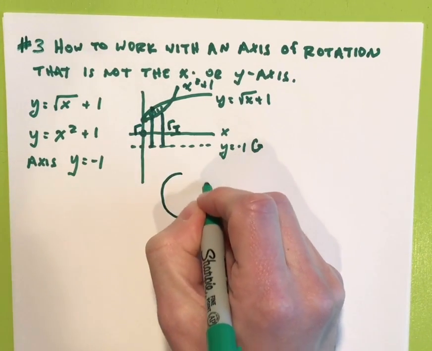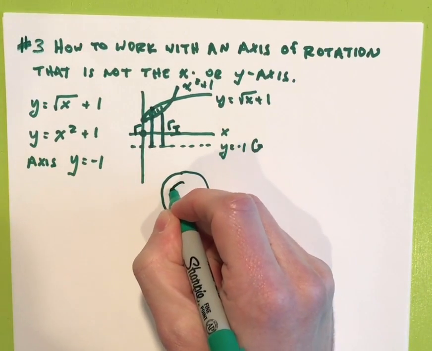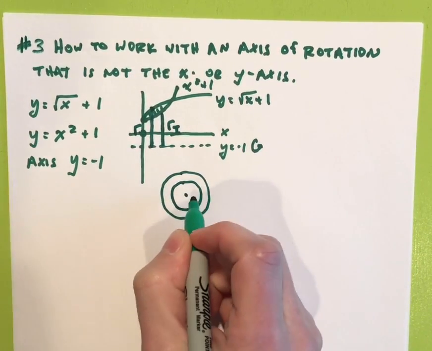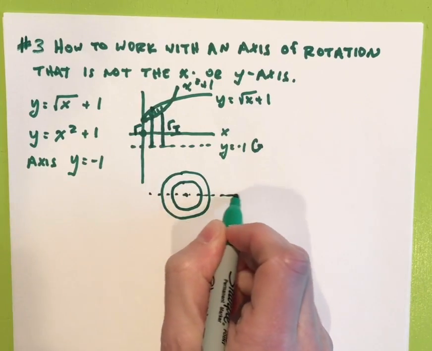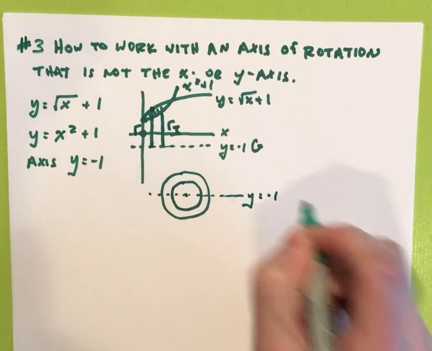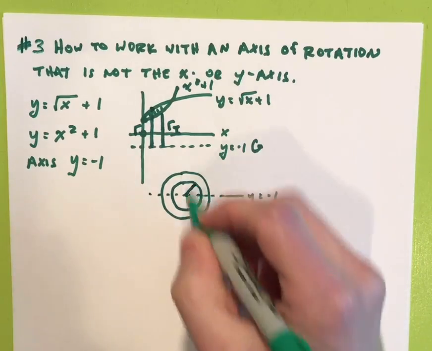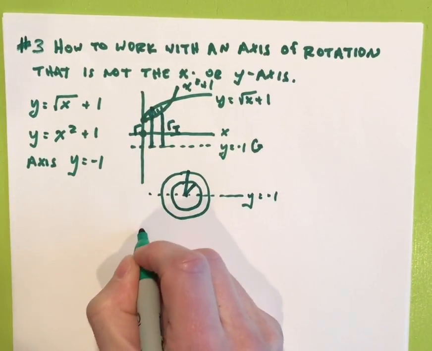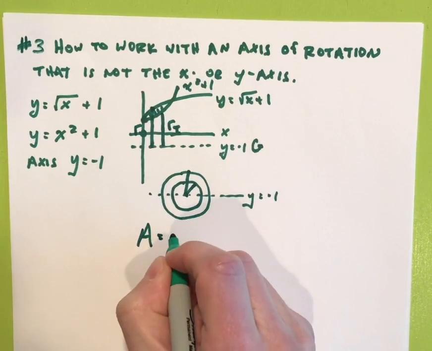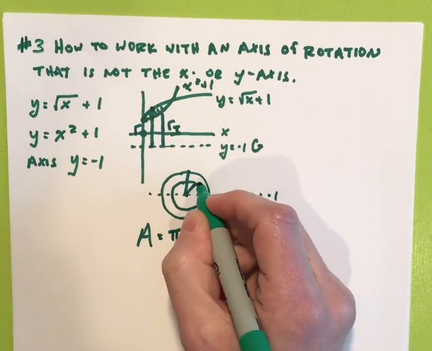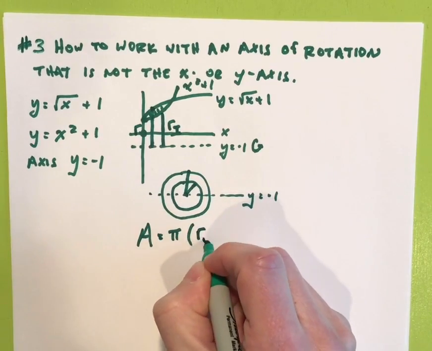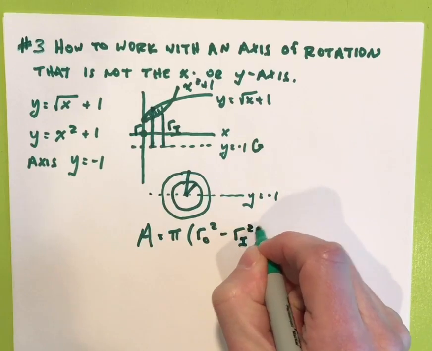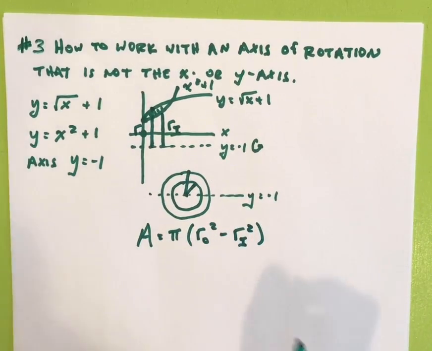Thinking about this, if we rotate this shape, there's going to be this empty space in the middle from our axis of rotation. This line going through here, our axis of rotation, is y equals negative 1. We have the inside radius, we have the outside radius. And so the area of our washer is going to be pi r squared, so it's going to be pi times the outside radius squared, subtract the inside radius squared. And then from there, we can move on to the volume.